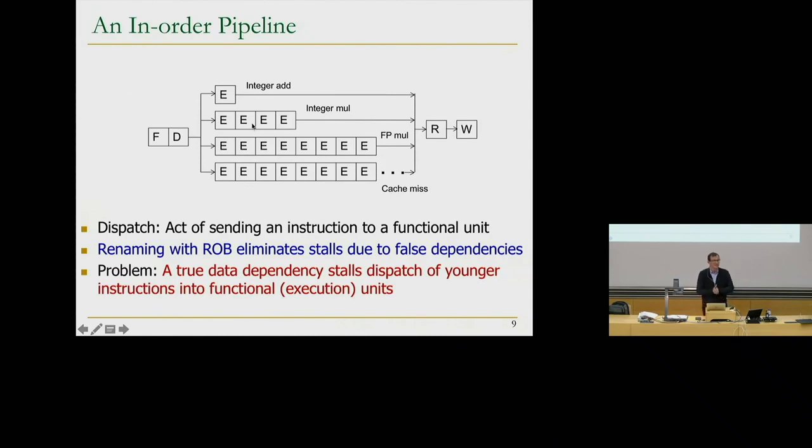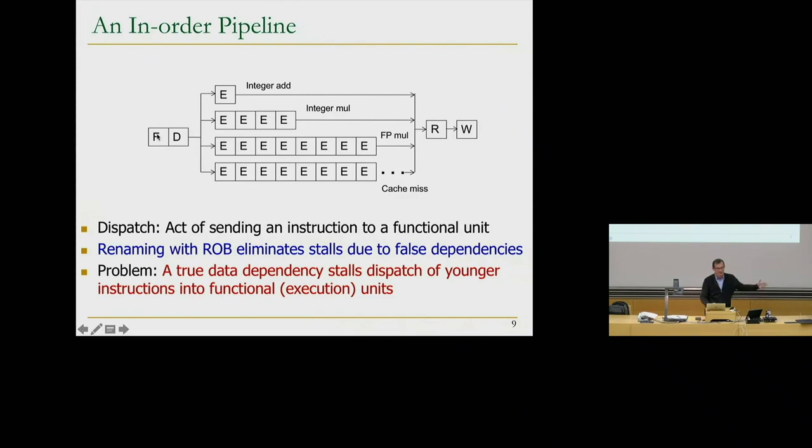But the problem is that a true data dependency stalls the dispatch of younger instructions. So if you have an instruction over here that's waiting for register 3, and register 3 is not available yet, and you cannot get it from the bypass paths, because with the bypass you still need to wait to be able to bypass, you just wait. Meaning that you just stalled the pipeline.